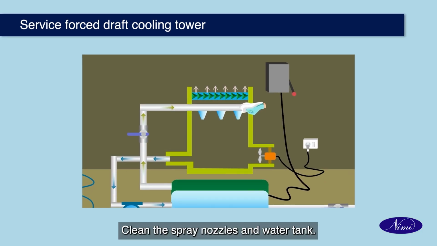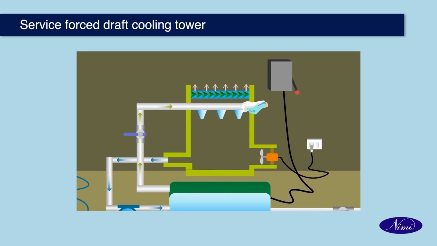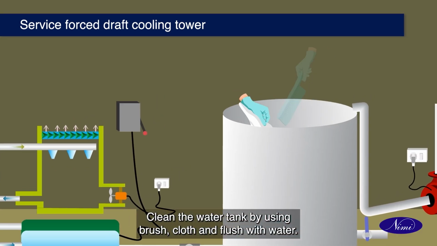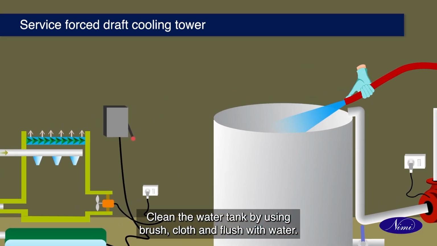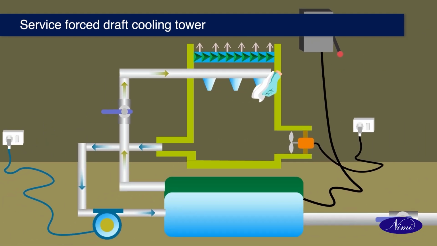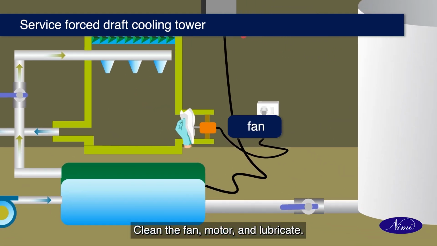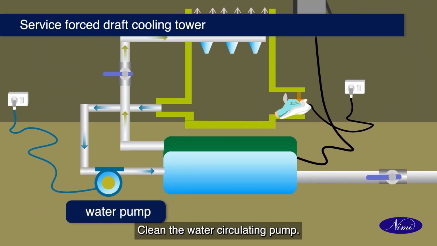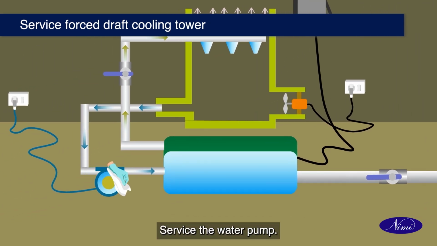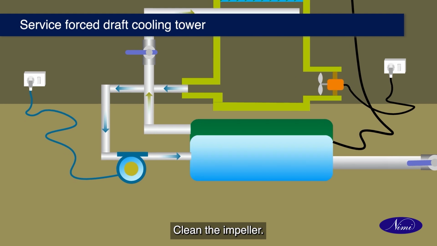Clean the spray nozzles and water tank. Clean the water tank by using brush, cloth and flush with water. Clean the spray nozzles. Clean the float valve. Clean the eliminators. Clean the fan, motor and lubricate. Clean the water circulating pump. Service the water pump. Clean the impeller.